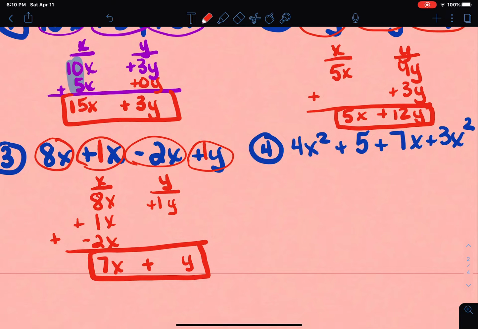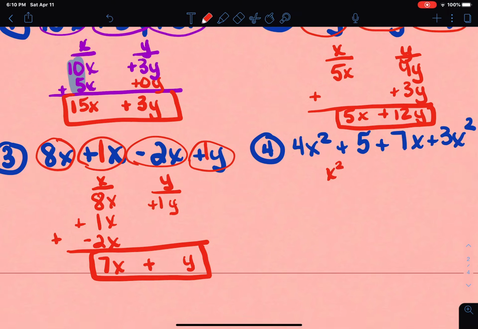Now, 4 is a little bit different. I wanted you to see another one of these. When I look, I have variables of X squared, X, and then I have numbers. So when I start talking about columns, I want to make sure I get all the kinds of variables together that are alike. So if I have an X and an X squared, they kind of get treated like separate variables.